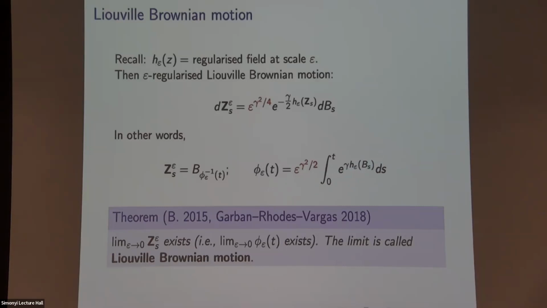So the theorem, which appears in two papers, they have different publication dates, but they were one day apart on the archive. One by myself and one by Christophe Garban, Rémi Rhodes, and Vincent Vargas, is that this limit, as epsilon tends to 0, exists. And this is what we call the Liouville Brownian motion.